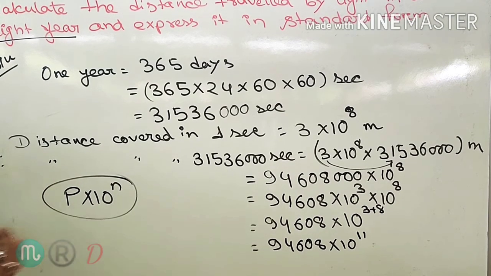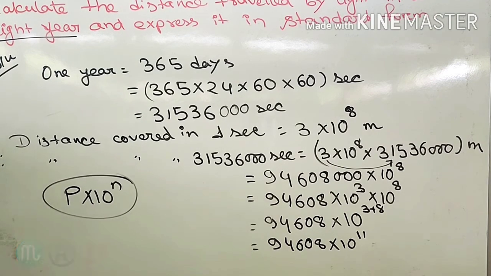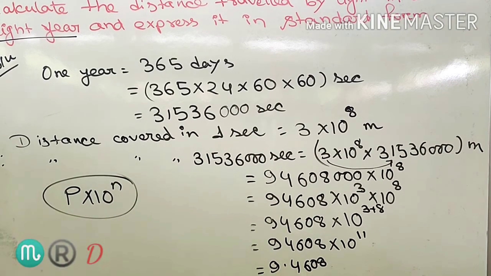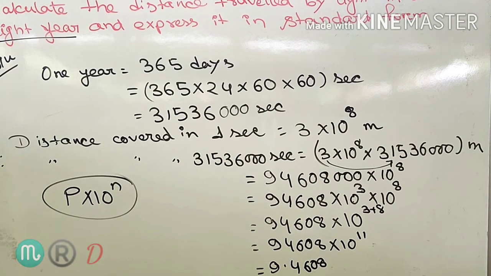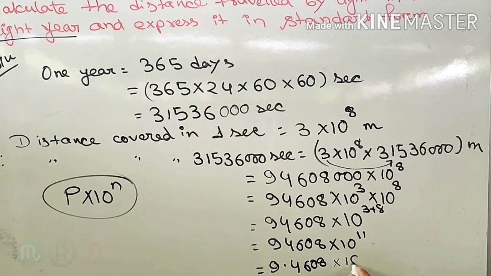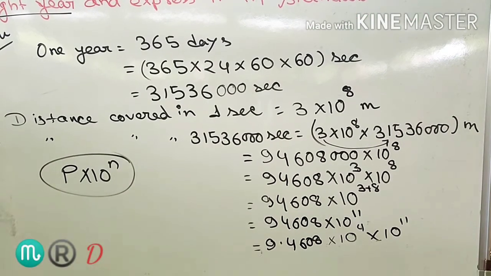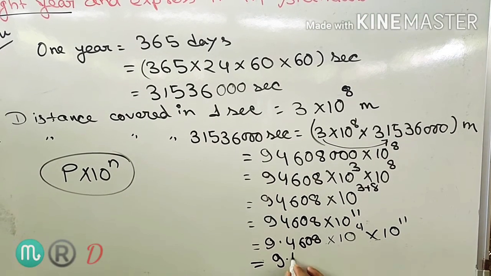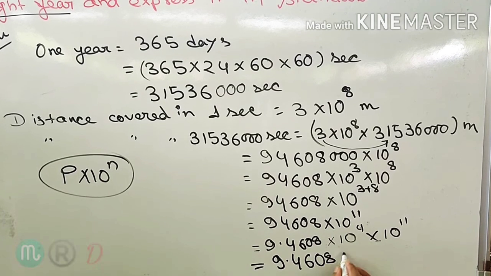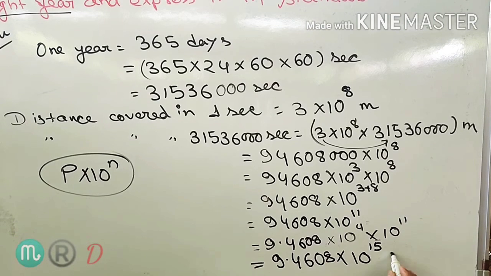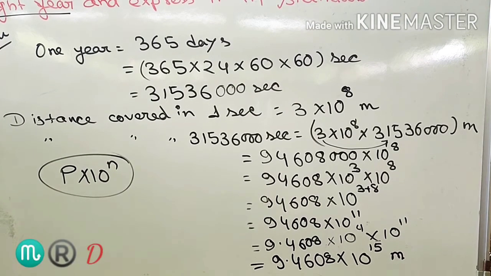Now the value of p should be less than 10, but it is greater than 10. So we'll write here 9.4608, but this value should be equal to 94608. So we have to multiply with 10 to the power 1, 2, 3, 4, into 10 to the power 11. So last line you will get 9.4608 into 10 to the power 4 plus 11, that is 15, which is the required distance.